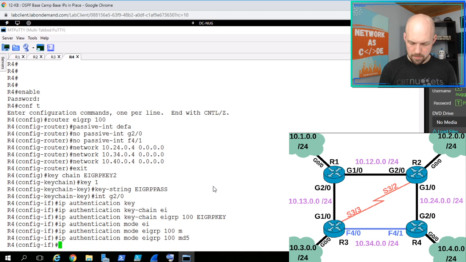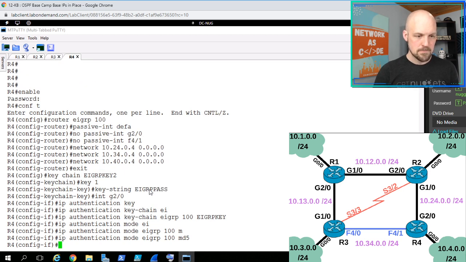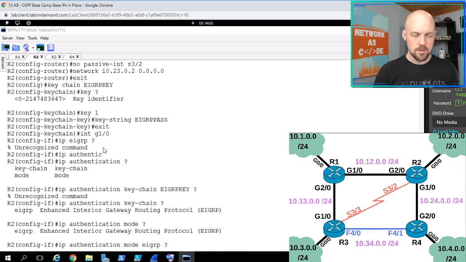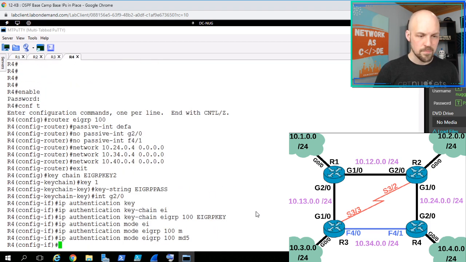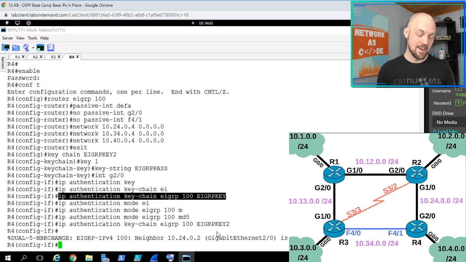Interface 2, gig 2/0. I activated it. I did a no passive interface. Did I get the right IP address? All right, let's take a look here. Okay, it's EIGRP pass. I want to make sure I got the same password. That's my problem right there. I threw myself off with the two. So let's do this command again, but add the actual two. There we go.